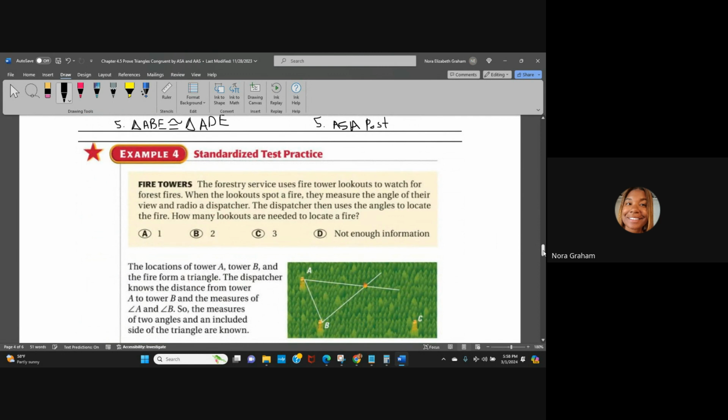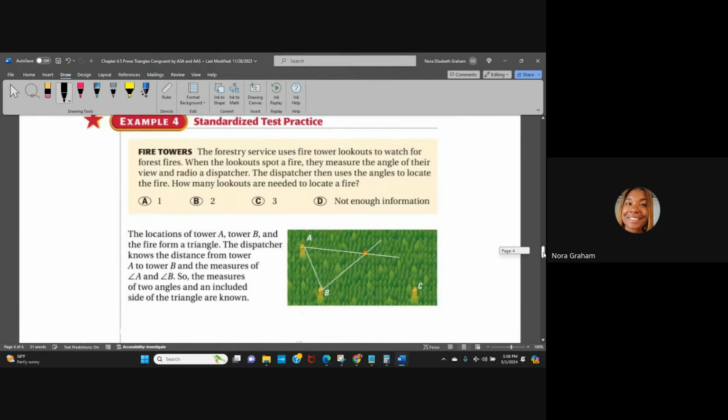This is more like a standardized test one. For this one, the fire towers, the forestry service uses fire towers or lookouts to watch for forest fires. When the lookouts spot a fire, they measure the angle of their view and radio a dispatcher. The dispatcher then uses the angles to locate the fire. How many lookouts are needed to locate a fire?